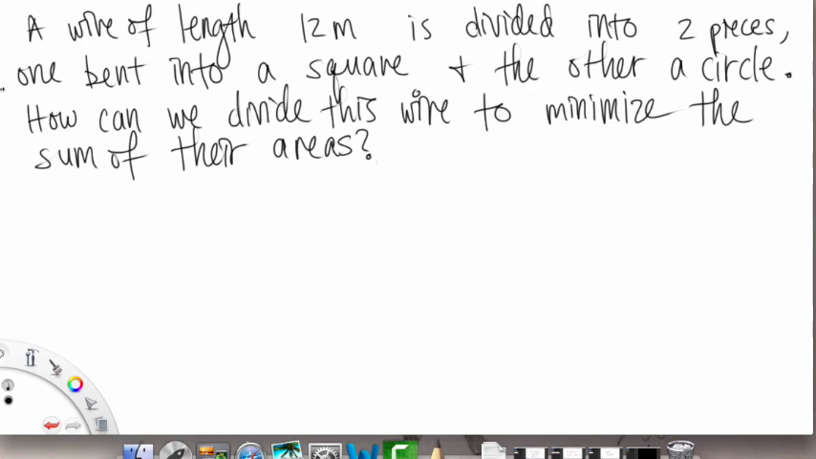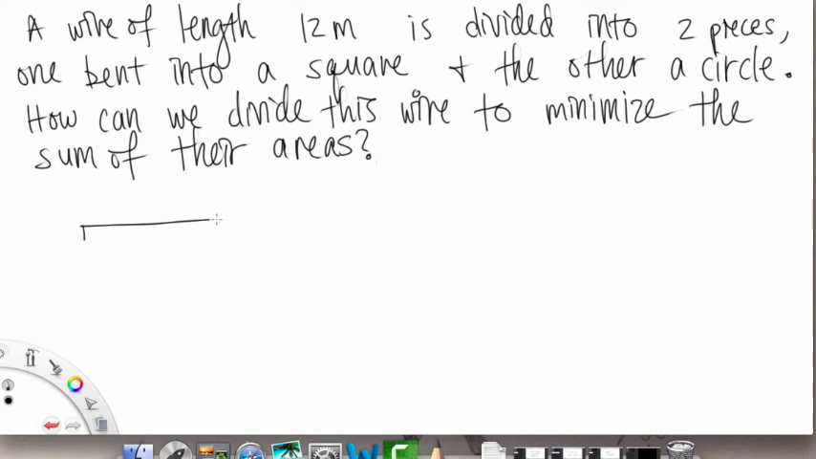Okay, so here we have a wire of length 12 meters that is being divided into two pieces, and one of those pieces is bent into a square and the other into a circle. How can we divide this wire to minimize the sum of their areas? So this one looks a little bit complicated, right? But let's start off by, again, drawing a picture.